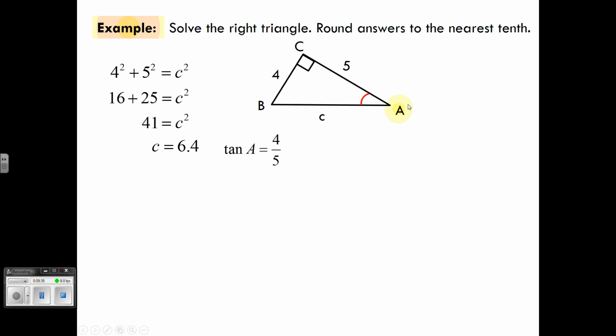And so I can say that the tangent of angle A is equal to 4/5, opposite over adjacent. Now this turns into a problem like we just did on that last slide. Figure out what 4/5 is as a decimal, do the tangent inverse of it, and you get about 38.7 degrees. All right, so now that we know angle A is 38.7 degrees, what do you think angle B is?